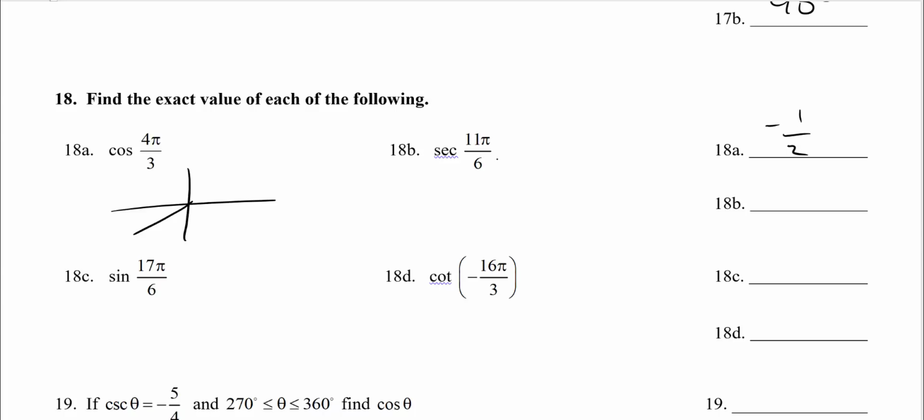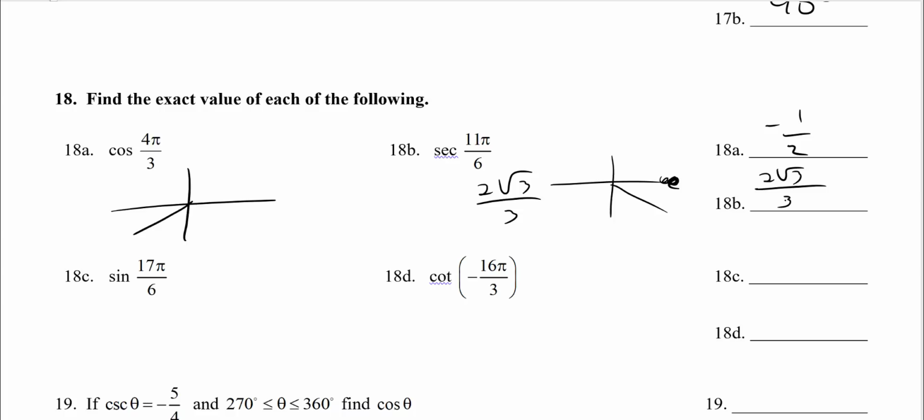Okay, secant of 11 pi over 6. Again, I'm not good with secant. So I would do cosine of 11 pi over 6. The reference angle is 30 degrees. Cosine of 30 is root 3 over 2, so you flip it, you get 2 root 3 over 3. But 11 pi over 6, you guys should know is here, because 12 pi over 6 is over here. So then it's positive, so 2 root 3 over 3. Got to get your signs right, guys. Signs are really important. You guys know that.